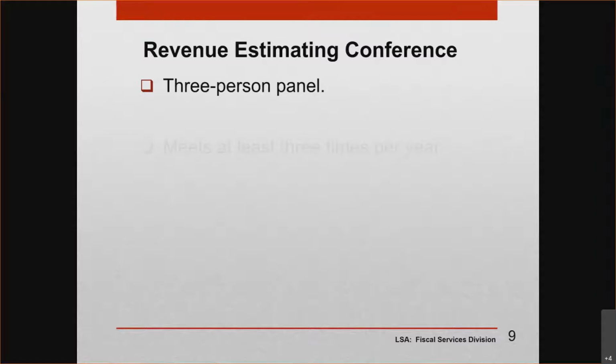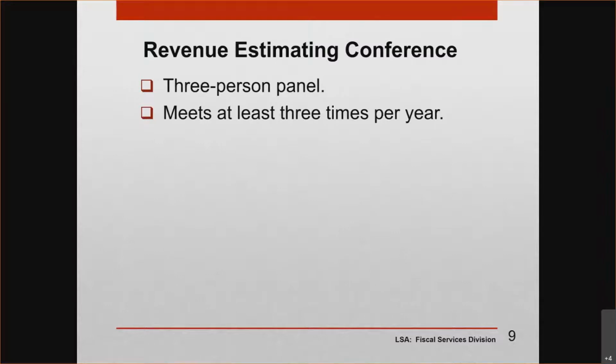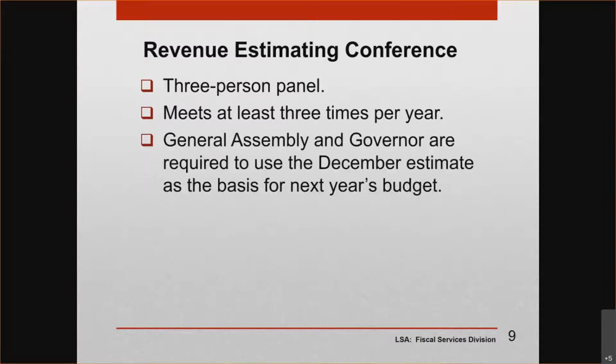The Revenue Estimating Conference meets at least 3 times per year. They can meet more than that. Last year, they did meet 4 times because of the pandemic. They held a meeting in May, just prior to the legislature coming back out of recess. The thing about the Revenue Estimating Conference, the General Assembly and the Governor are required to use the REC December estimate as the basis for the next year's budget. So the REC met last December 11th, and they estimated the official estimate for fiscal year 22, which the governor's budget is based on.